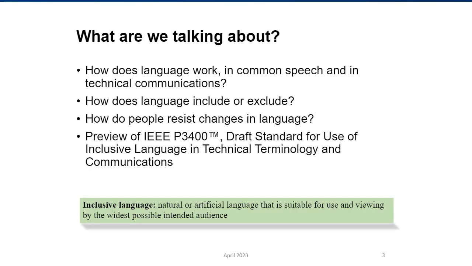So today we're going to be talking about inclusive language. That is, language that's suitable for use and viewing by the widest possible intended audience. Language that doesn't make anyone feel harmed or threatened, to put it in a negative way. We're going to look at what inclusive language means for technical communications, and how language includes people or excludes them. Why do people resist changes in language, although language is changing all the time? And then we're going to look through what is currently likely to be in this standard for inclusive language for technical terminology and communication.